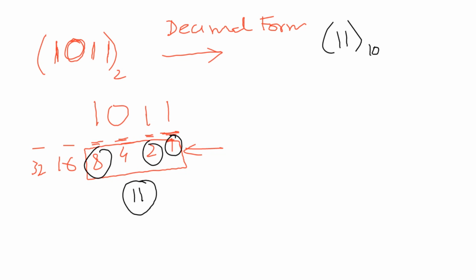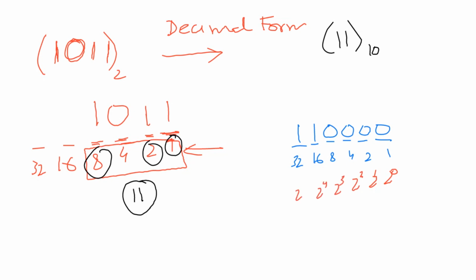Now let's take one more example. Let's say you have 1, 0, 0, 0, 0, and 1. Again, you write 1, 2, 4, 8, 16, 32. This is nothing but 2 power 0, 2 power 1, 2 power 2, 2 power 3, 2 power 4, and 2 power 5. Where do I have ones? I have ones here and here. So I simply add them, and this binary is equal to 33 in decimal.